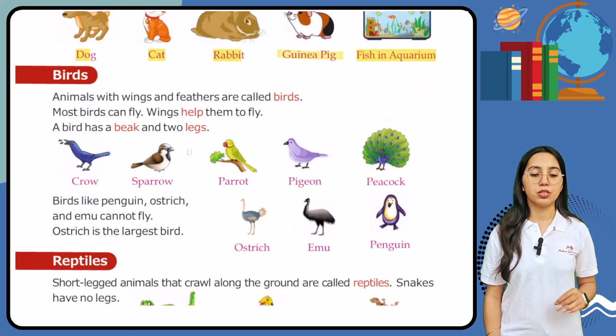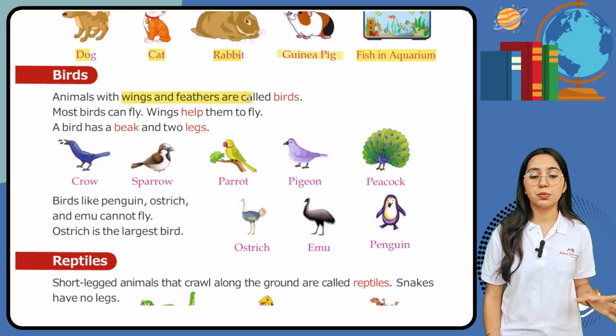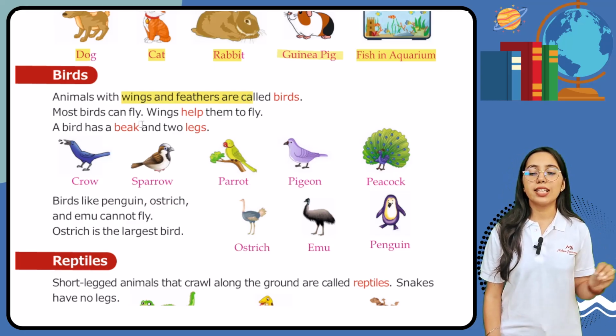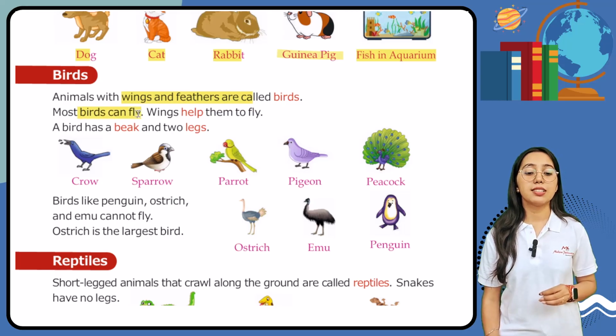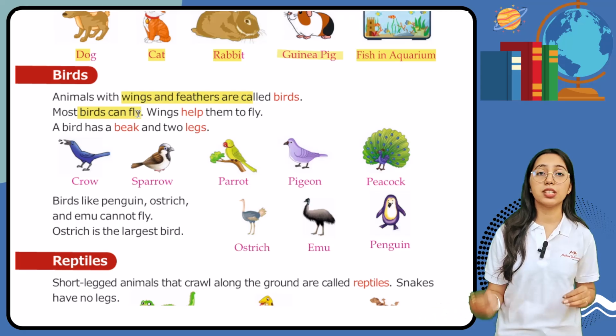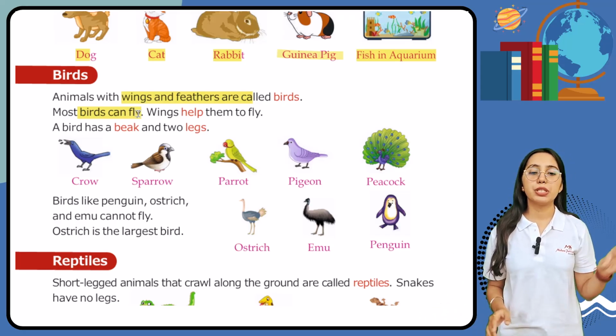Then we have birds. So animals with wings and feathers, we call them as birds, right? Then most birds can fly. Wings help them to fly. Now students, the animals that have wings and feathers, we call them as birds. So students, most of the birds can fly.